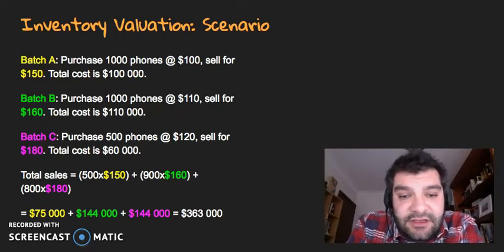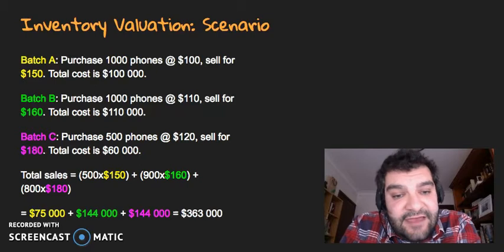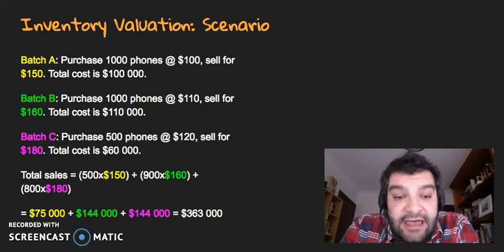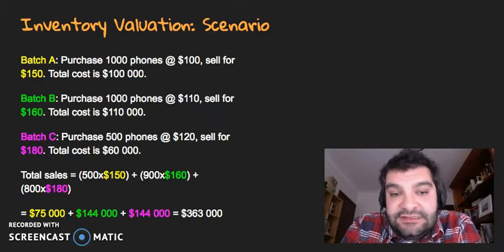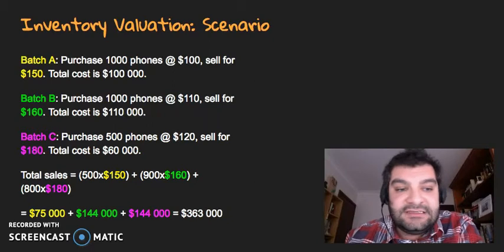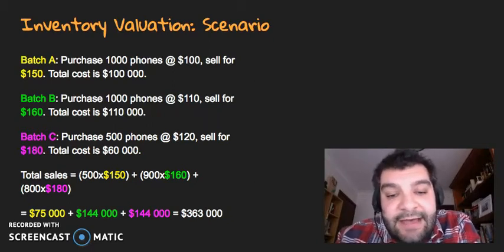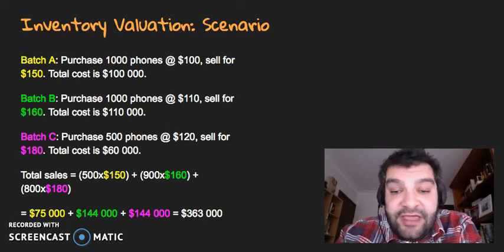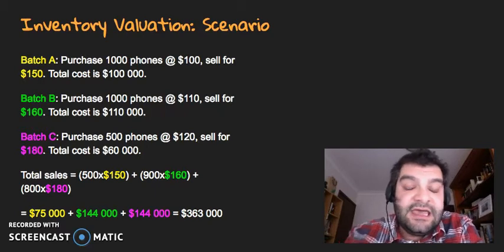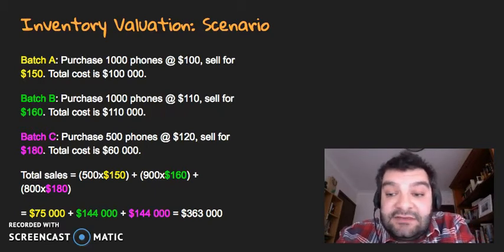In February, 900 times 160, they made $144,000 there, and in March, 800 times 180, they made $144,000. So the 75,000 plus the 144,000 plus 144,000 leaves us with $363,000 in sales, in revenue.